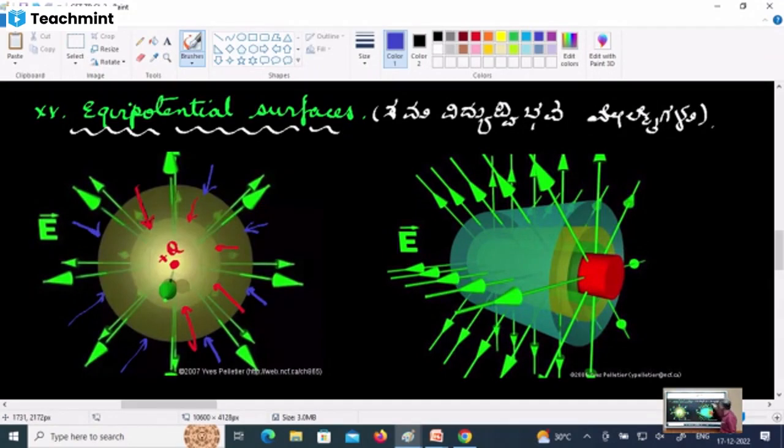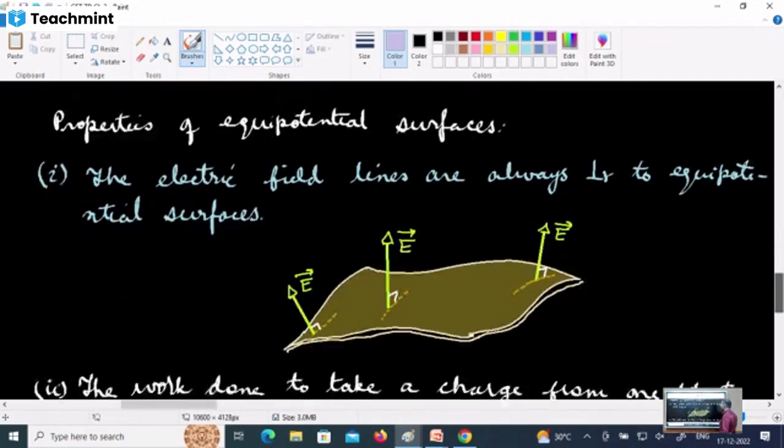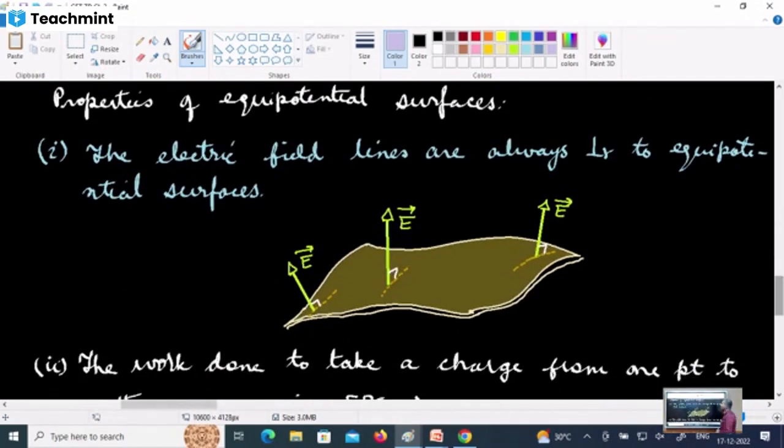Now you can see another type of charge distribution here, which is an infinitely long charge carrying wire. The equipotential surfaces due to it are coaxial cylinders. You can see coaxial cylinders. The potential at every point on a given equipotential surface is the same. That is the meaning of equipotential surfaces. Now let us quickly learn some of the important properties of equipotential surface.